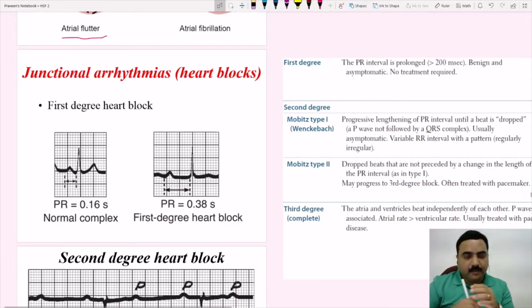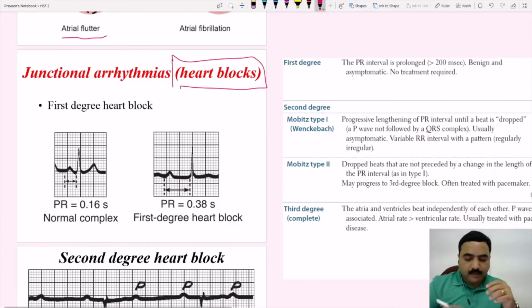The bradyarrhythmia is referred to as the heart blocks. Whenever there is a block in the AV node, we call it a heart block. Don't confuse it with left bundle branch block. When a question mentions a heart block or a junctional block, or simply a first degree or second degree block, it is all being referred to as AV nodal block. If it is due to a left or right bundle branch block, then we have to specify that. Otherwise, if they simply say heart block, it is AV nodal block.